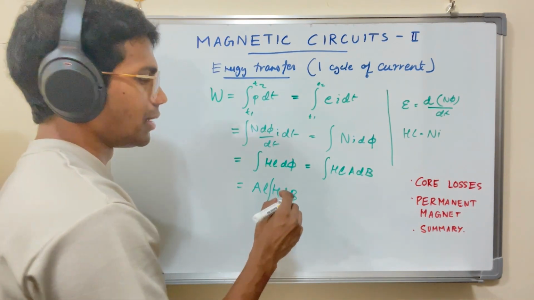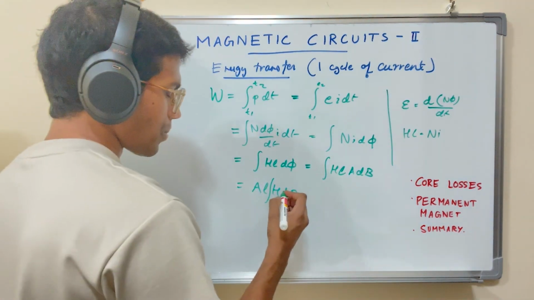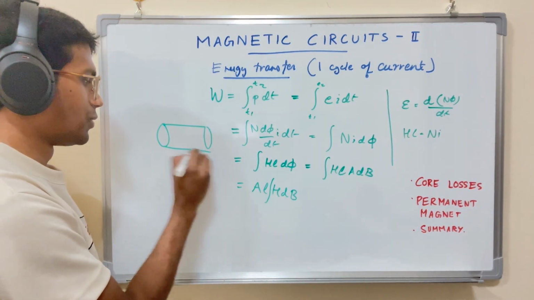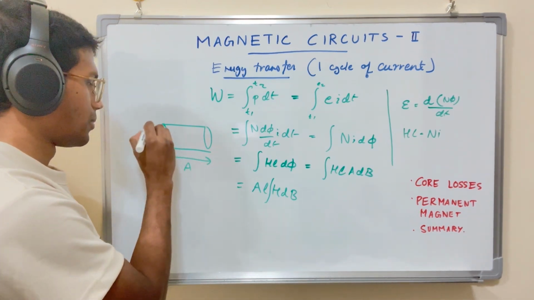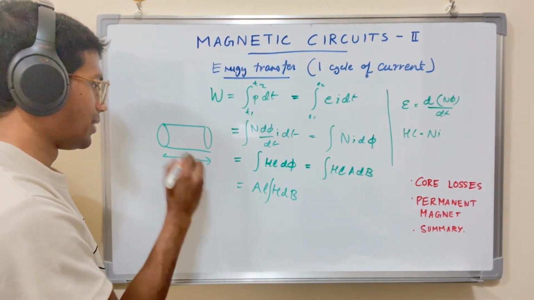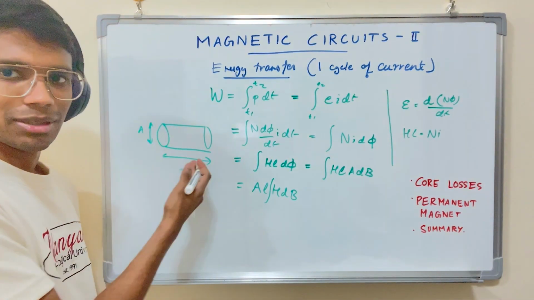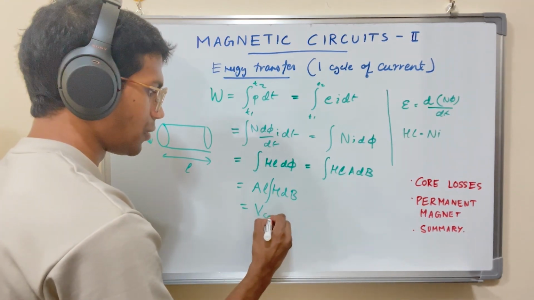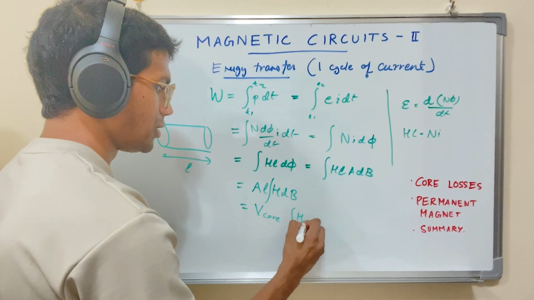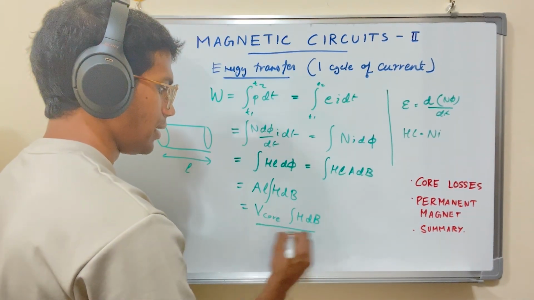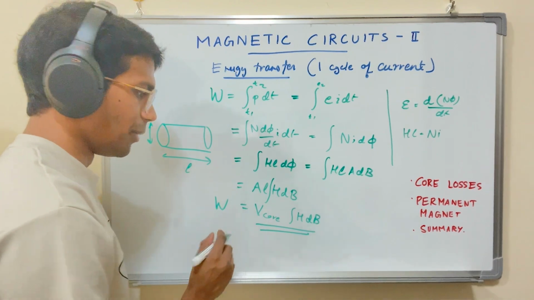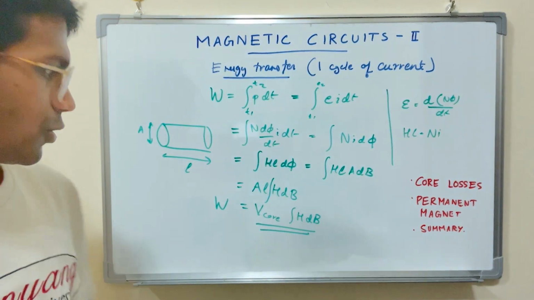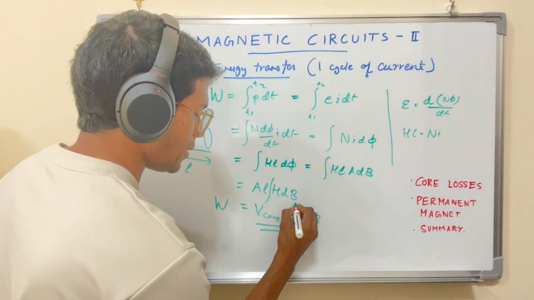Now A and L are the area and the length of the core. So if we have the area times the length, it gives us volume, right? I'm sorry, L times A gives us volume. This is a cylinder, but for most objects it gives us the volume. So we could just write V of the core times the integral of H dB. So this is the amount of energy that's transferred during one cycle. And of course you could put the limits B1 and B2.